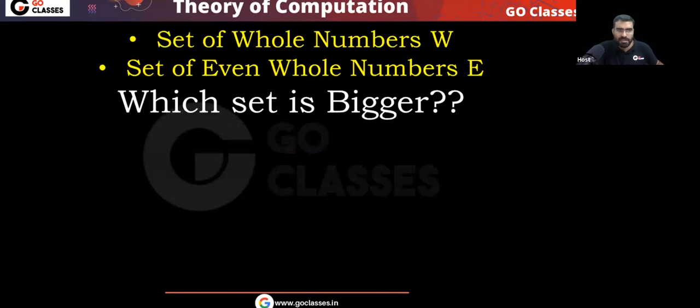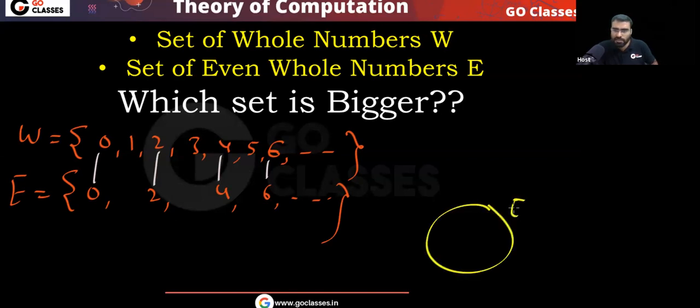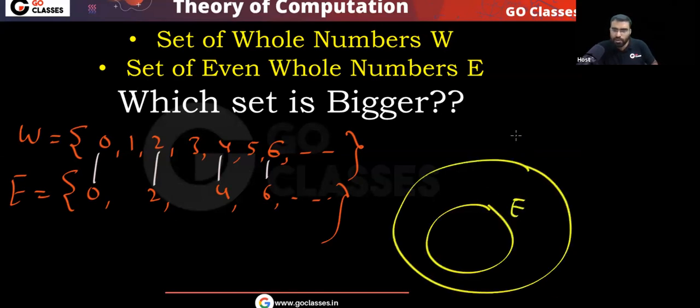Some of you might be thinking, whole numbers are these: 0, 1, 2, 3, 4. And even whole numbers are 0, 2, 4, 6, and so on. So you are thinking that every element of E is already in W. Yes or no? Agree with me? Every element of E is already in W, but W has some extra elements.